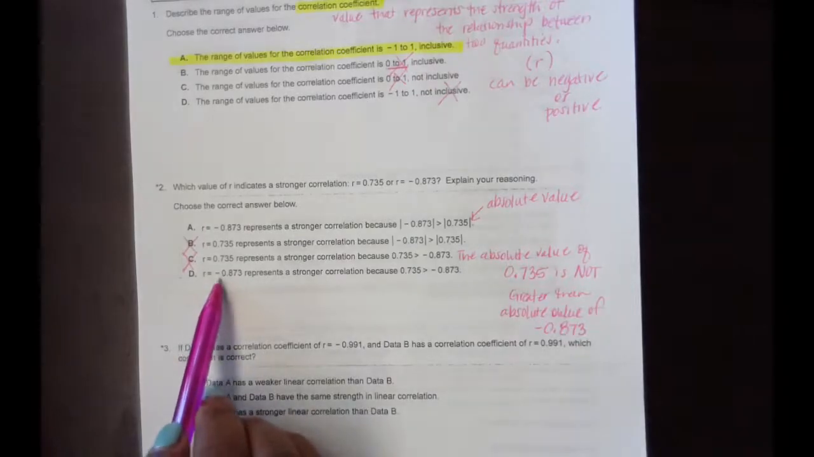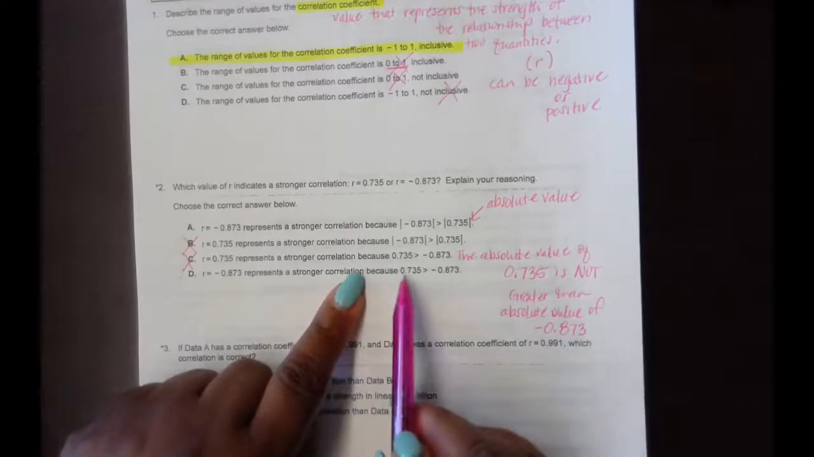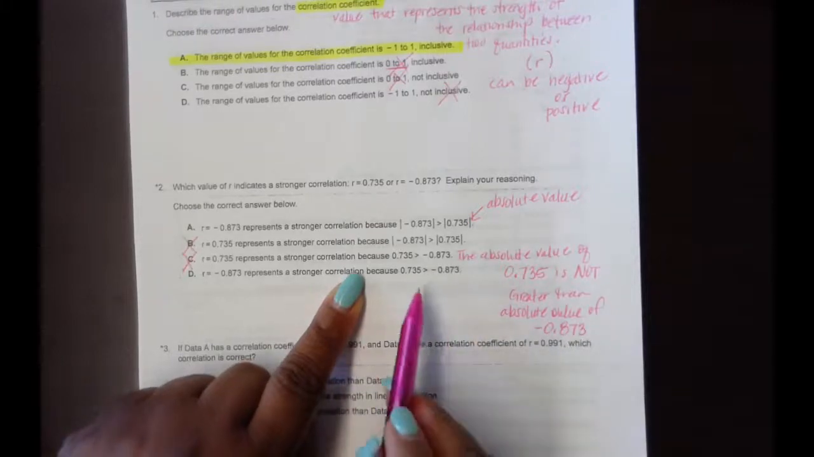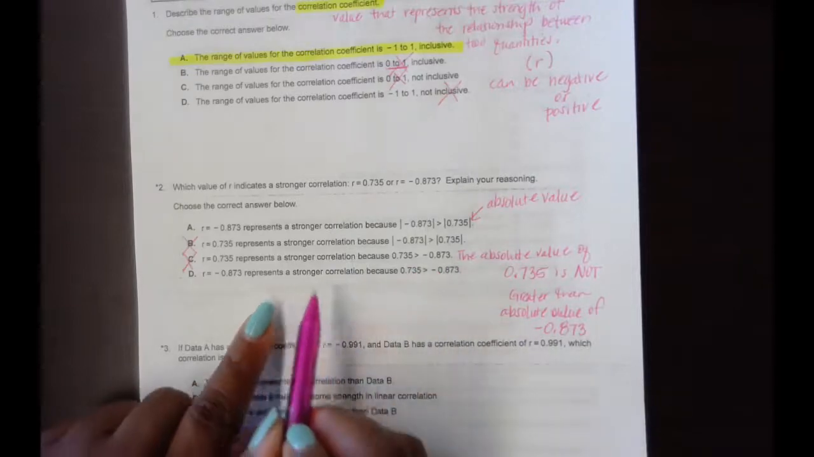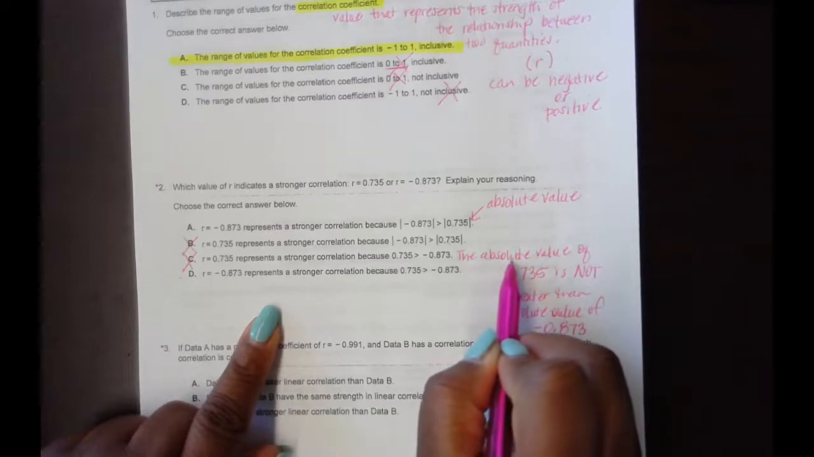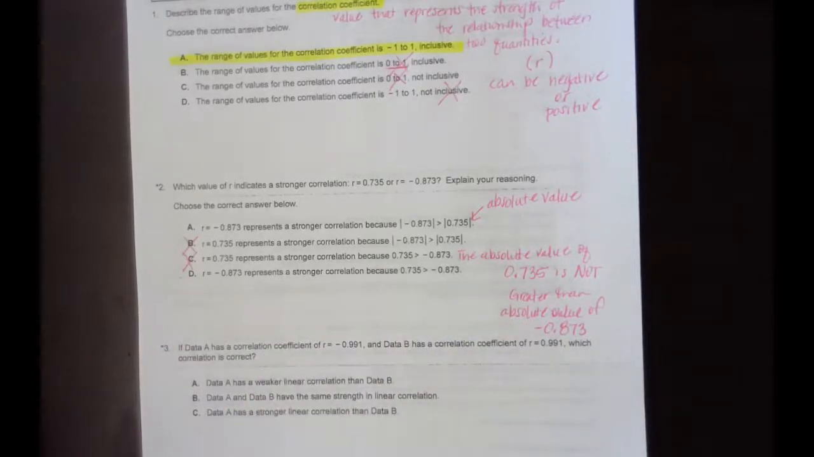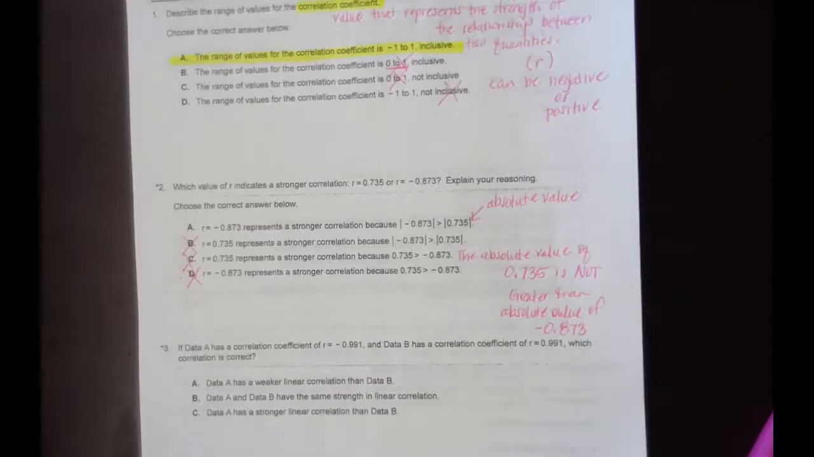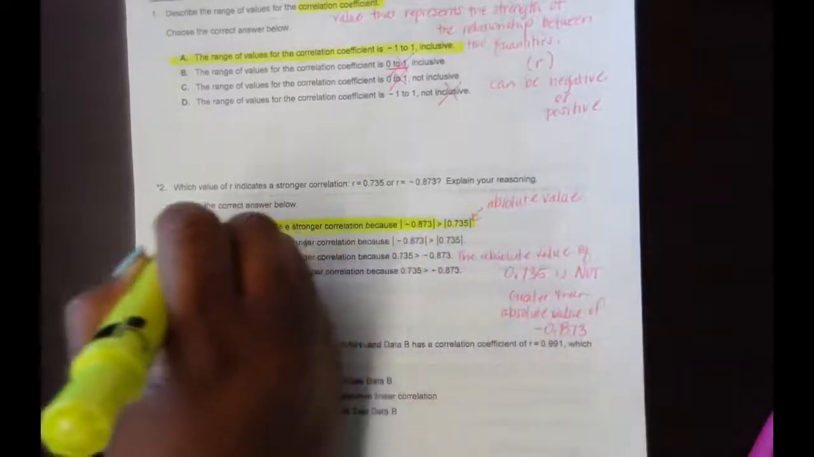R equals negative 0.873 represents a stronger correlation because 0.735 is greater than negative 0.873. Again, this is true. However, the stronger correlation lies in the comparison of the absolute value. And so though this is true, it doesn't represent the stronger correlation. D is not our answer. A is our answer. So let's revisit why A is our answer.